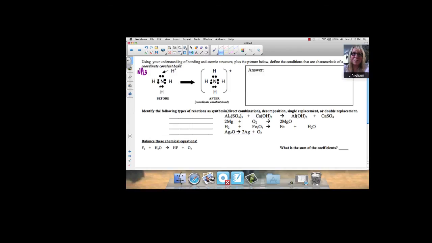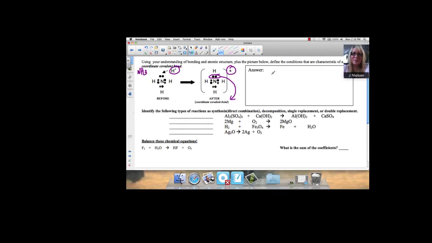But now a 4th H decides it wants to join the party. So when it does that, it has to give up its 1 electron because it comes in without any electrons. There's already 2 here. So the 4th H comes in, and it now forms a positive ion because when you give up 1 electron, you form a positive ion. This is the coordinate covalent bond right there.